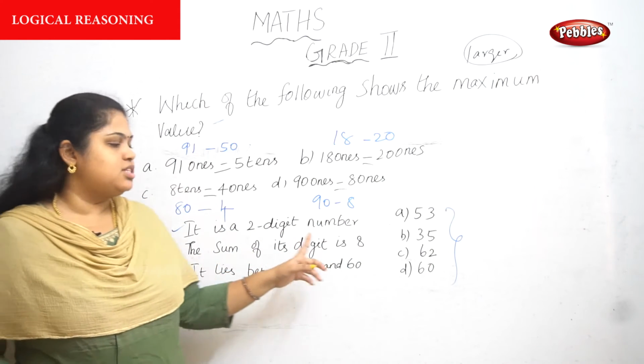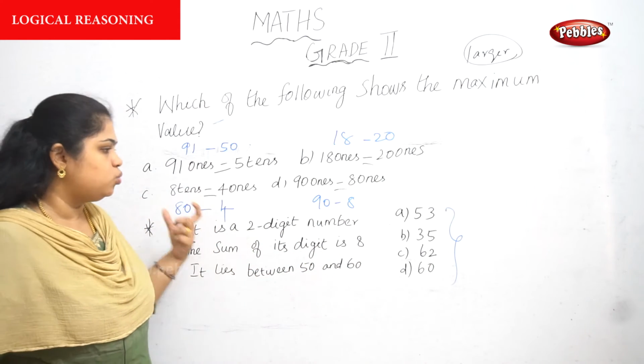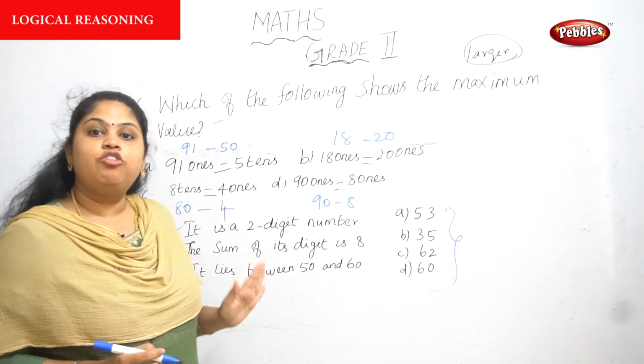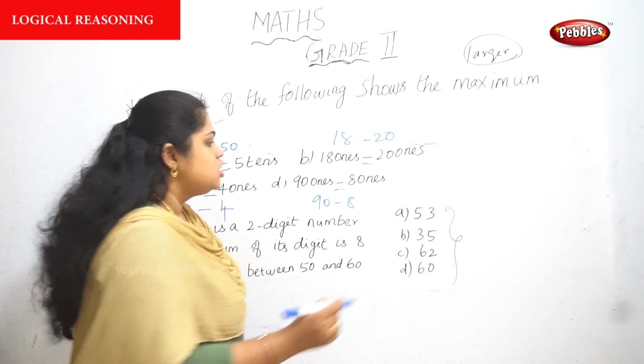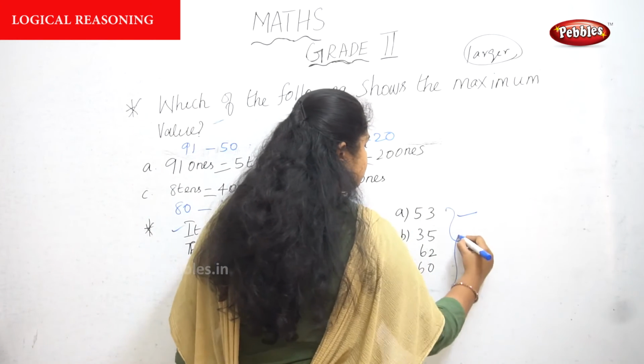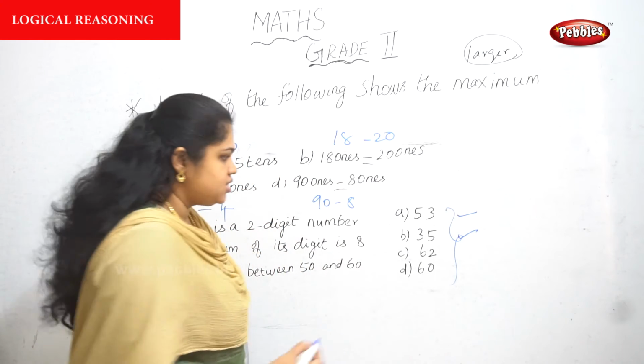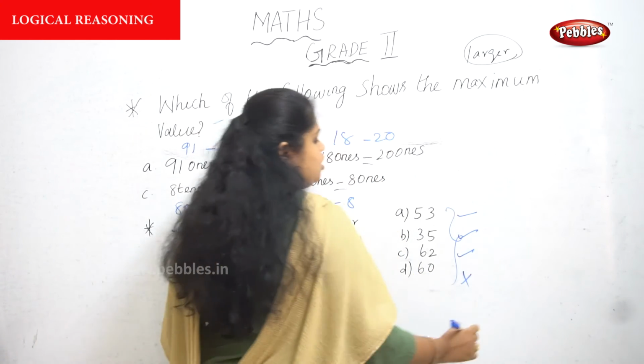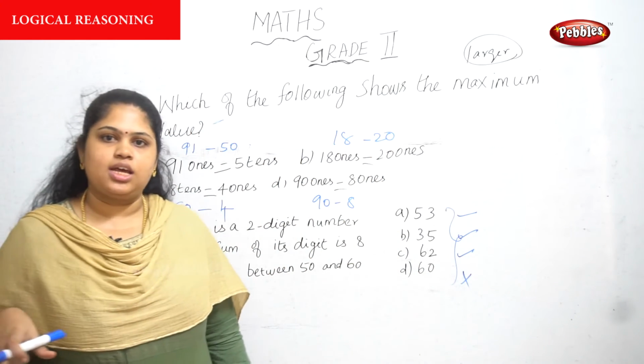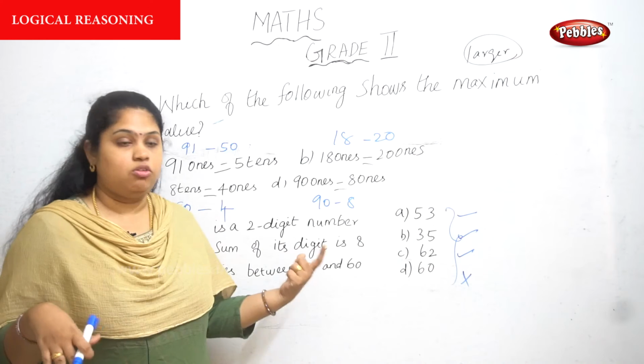The sum of its digits is 8. That is, it is a 2-digit number. If you add the digits, the answer should be 8. So this is maybe a right answer, and this is maybe also a right answer, and this is also maybe a right answer. So option D is not a right answer, by knowing the second clue.